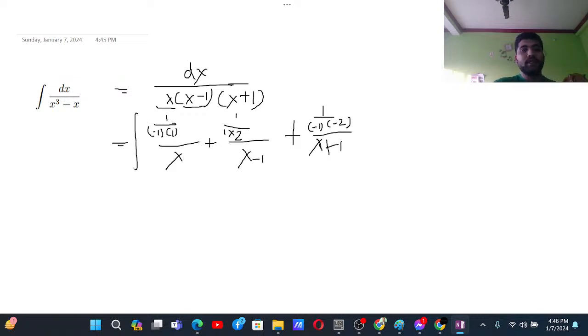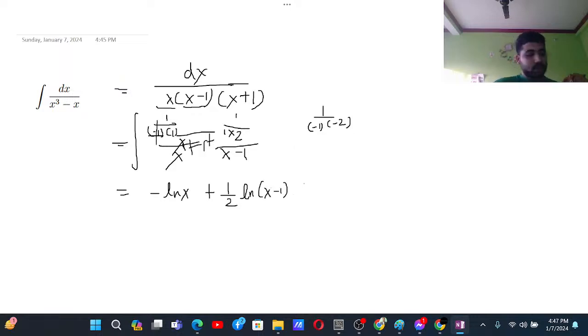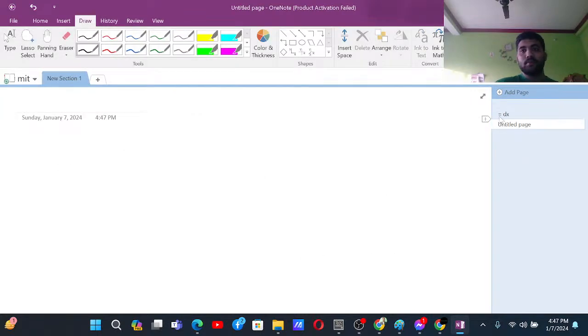So now if we integrate this, that's a pretty easy thing. Okay, so basically we will have minus 1 by x, so that is minus ln x, and then we had plus 1 by 2 ln of (x minus 1), and then we had plus 1 by 2 ln of (x plus 1). That's the answer. Now let's go to another problem.